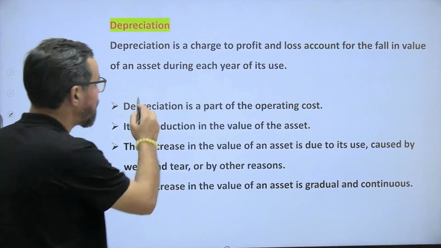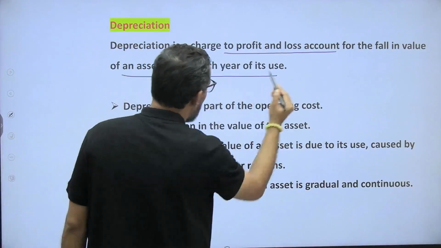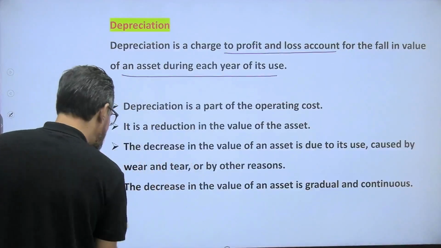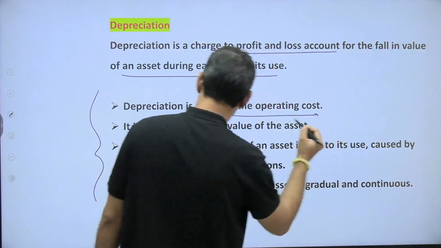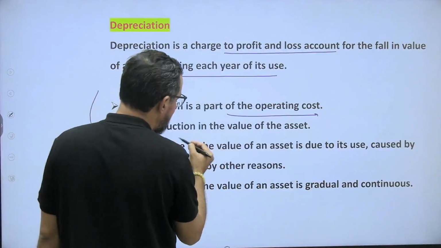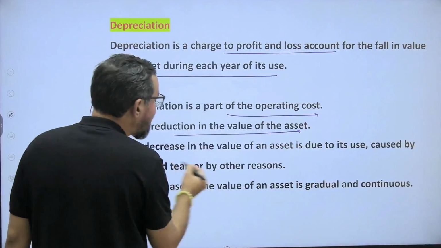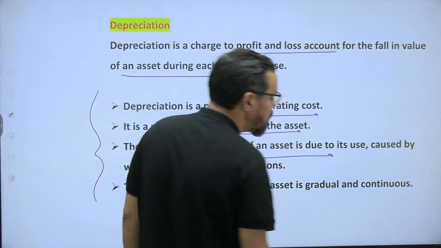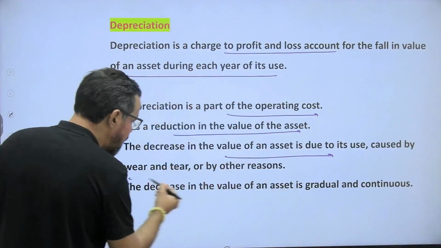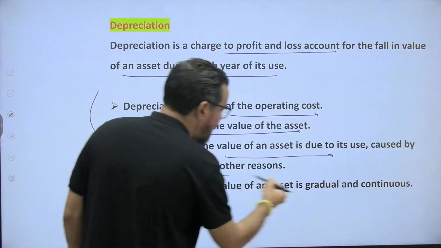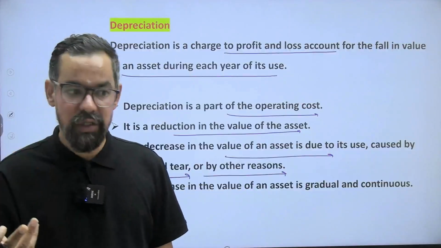So when it comes to depreciation, it is a charge on the profit and loss account for the fall in value of an asset during each year. This is the kind of summary of whatever I told you so far. So depreciation is part of operating cost or operating expense. It is a reduction in value of an asset, that 15 lakh to 13 lakhs. The decrease in value of an asset is due to use of that car or that asset, or it can be caused by wear and tear, or by other reasons like time effects, also known as efflux effect, or obsolescence.